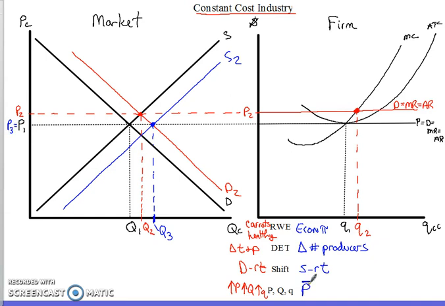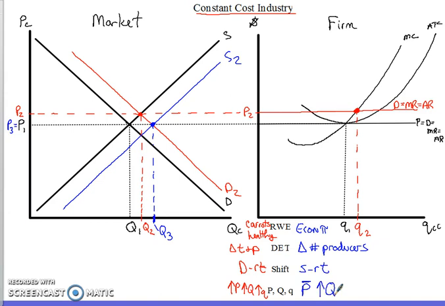Okay, what about the quantity for the entire industry? Well, the quantity for the entire industry is going to go up. At the beginning they were producing Q1, and then they increased production to Q2, and now production is going to rise to Q3. So production quantity for the entire market is going to rise.